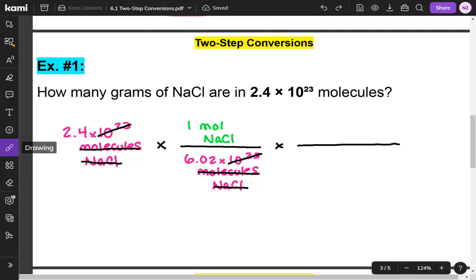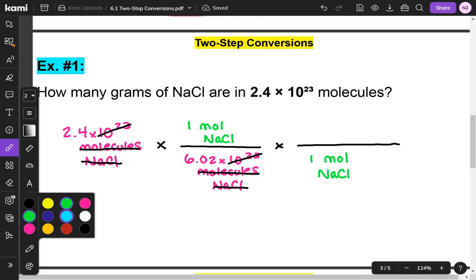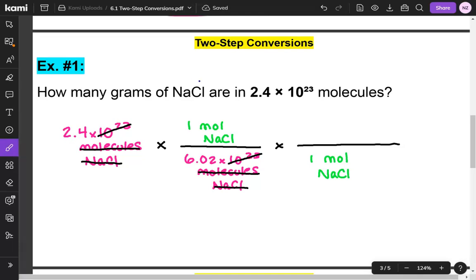Now we're going to go from moles to grams. Again, we always want to make sure our units are the same, diagonal from upper left to lower right. So for every 1 mole of NaCl, we're going to use its molar mass. Again, if you don't know how to find molar mass, go watch the video that I recorded on molar mass. So the molar mass of NaCl is 58.44 grams of NaCl. And again, let's cancel out our units.